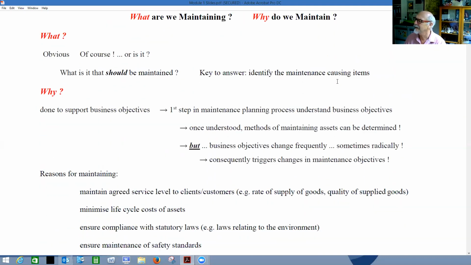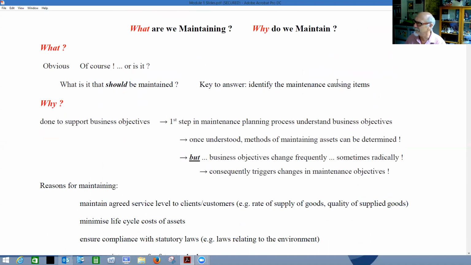All right, so I guess the bottom line is, what are we maintaining and why do we do it? Why do we maintain? So what is it? Well, obviously, it is that we're going to maintain that thing over there, but is it in some ways? So what should be maintained? You might have pieces of equipment that might be old, but reliable. So therefore, okay, look, we'll let them run to fail, et cetera. Or other times you'll say, oh no, Old Faithful, we've got to make sure we keep that up to date and refurbish it or what the case may be.